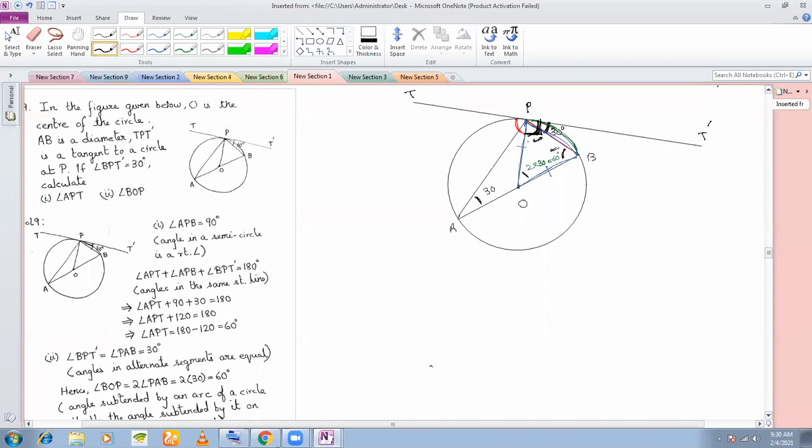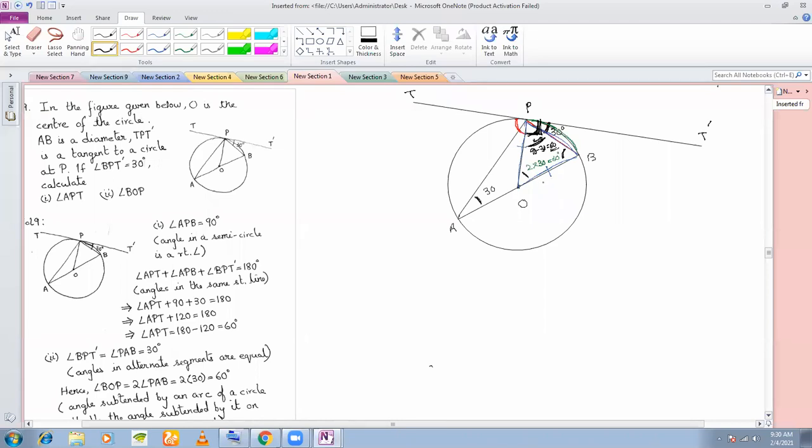Now, once you know this angle, you can find out this angle, right? 90 minus 30, 60. So once you know this angle, you can find out the red angle. That is another way of doing it. Okay, I think this is the method that I have done here. Fine. So we've got two methods now.